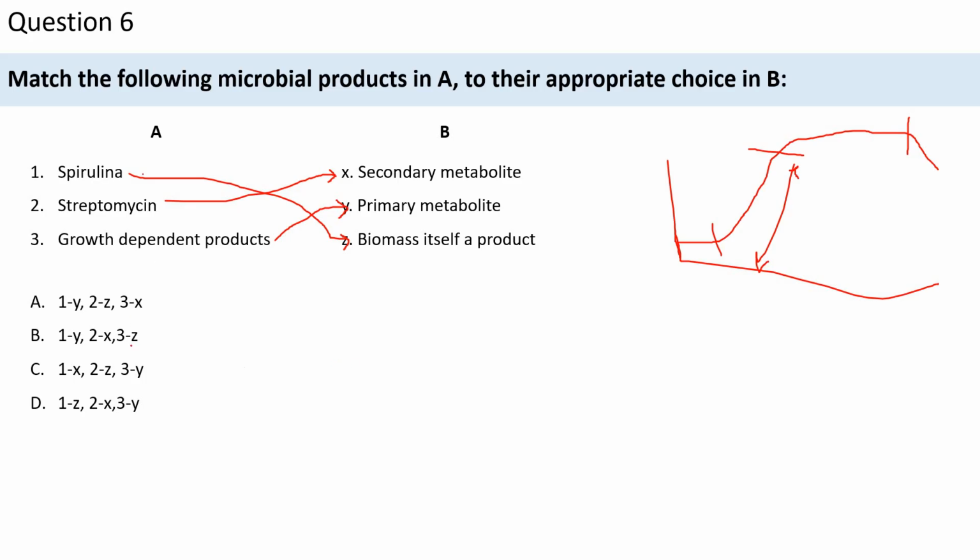So here spirulina corresponds to Z, your streptomycin is Y, so it is Z, X and Y. Yes.